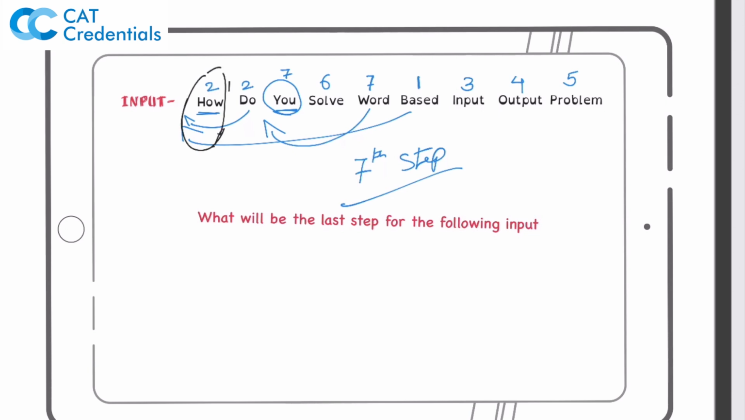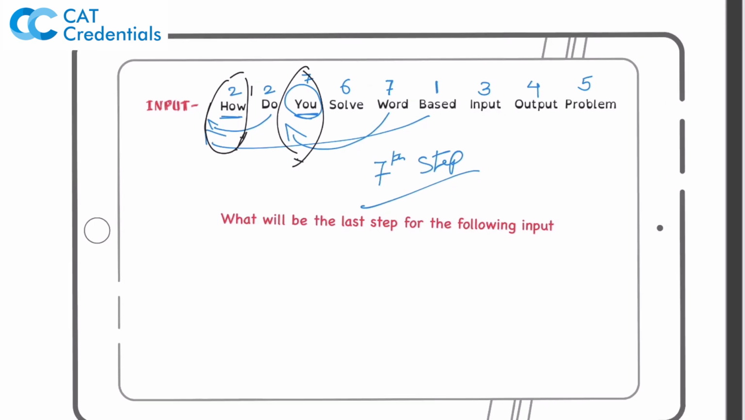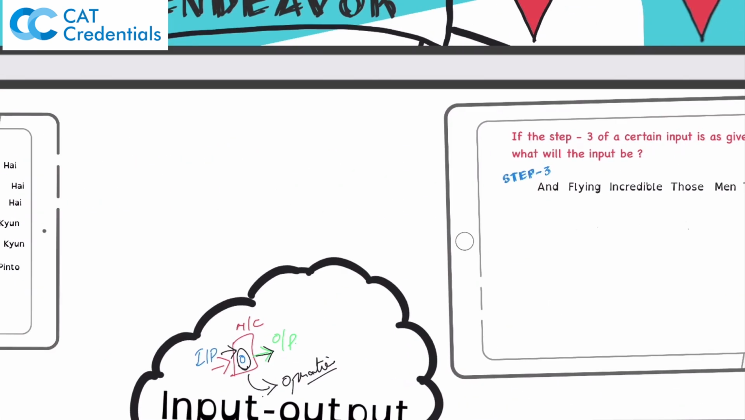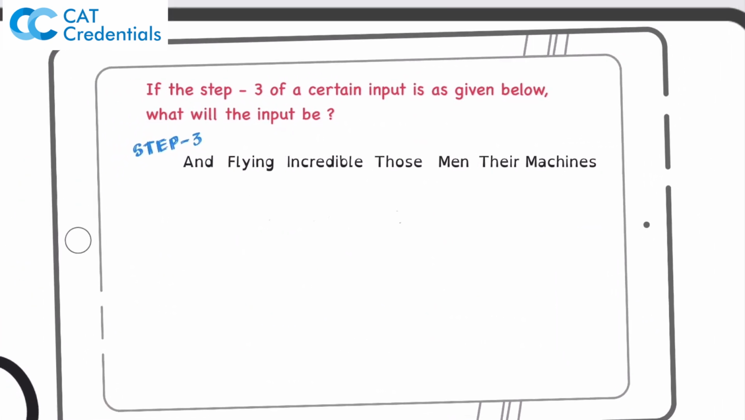So numbering and solving is something that you have to keep in mind. Okay, that's how you ideally solve a word-based input-output problem. Now let's take one more question on this. As I told you, one machine, 5 questions. Okay, that's how jackpot these problems are. If step 3 of a certain input is this, what will be the input? Now he's asking me to go reverse. He has given me step 3 and he's asking me the input. If this is step 3, I know the first 3 are arranged, "and flying incredible", right? Alphabetically superior, they are being arranged.